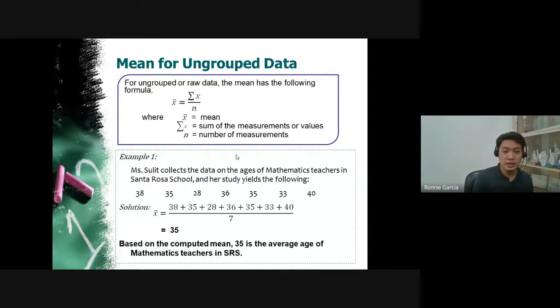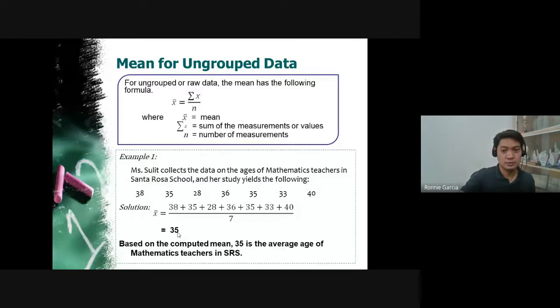So how are you going to interpret that? Based on the computed mean, 35 is the average age of the mathematics teachers in Santa Rosa School. So kung maggagawa ka ng survey, and you will ask them, more or less, ano ang edad ng mga guro na nagtuturo ng matematika sa Santa Rosa School? More or less, ilang taong gulang sila? So you have to give only one answer. So central tendency ang gagamitin mo. Kasi may mga 28 years old, mayroong 40 years old. Pero if you will pick one number that will represent their age, that is 35, if you will use mean. So yun ang ibig sabihin ng mean.